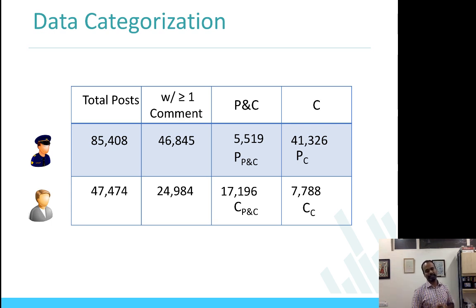So this just gives you a sense of what the data set is, which is how much interaction is happening when police post with citizens and police, and how much interaction is happening when citizens post where police and citizens are interacting.